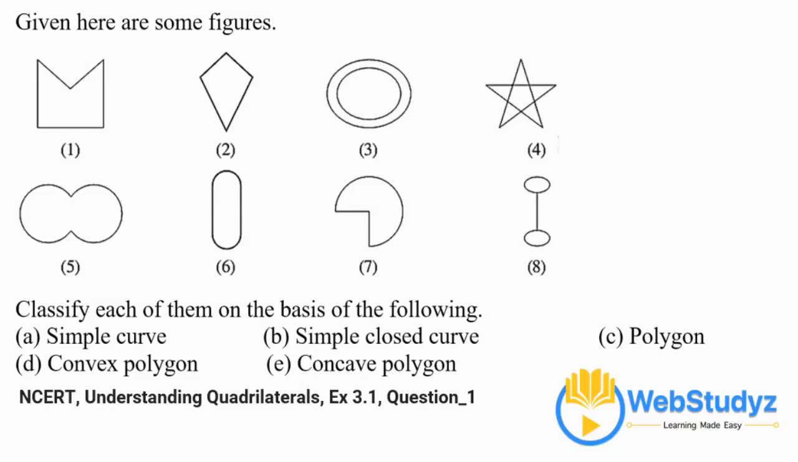Given here are some shapes from 1 to 8. We have to classify each of them on the basis of the following. A is simple curve, B is simple closed curve, C is polygon, D is convex polygon, and E is concave polygon. So let's define what is simple curve.